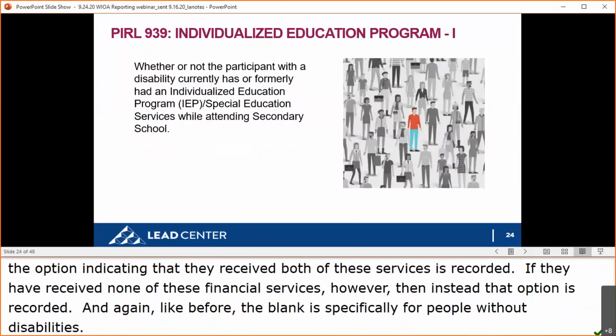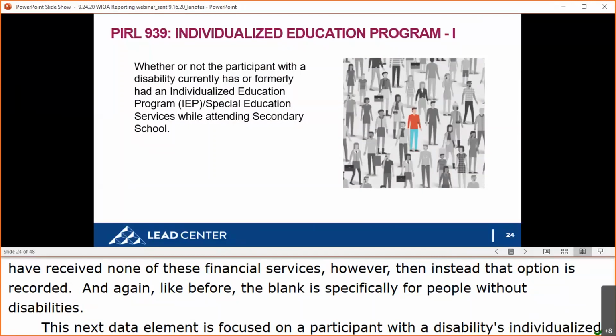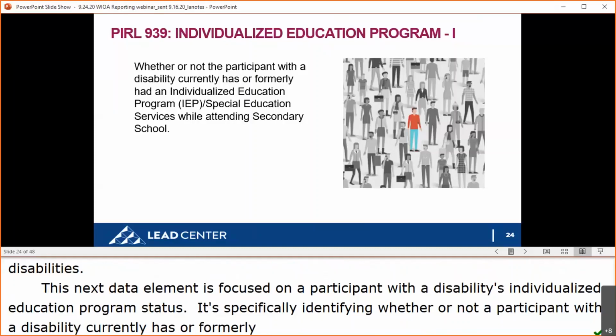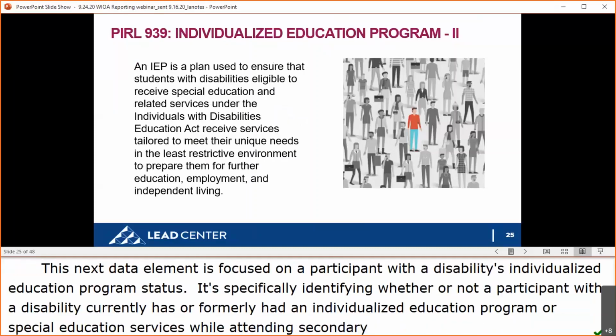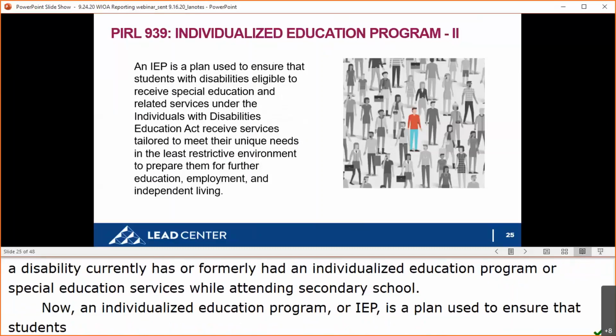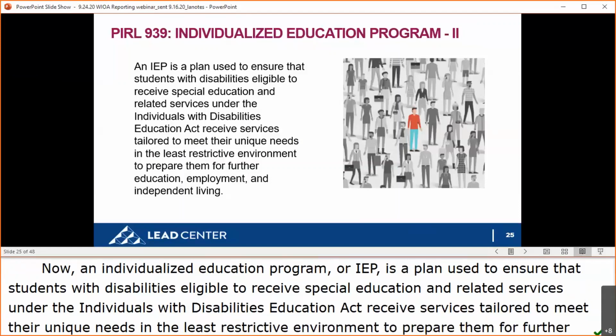This next data element is focused on a participant with a disability's individualized education program status. It's specifically identifying whether or not the participant with a disability currently has or has formerly had an individualized education program or special education services while attending secondary school. Now, an individualized education program, or IEP, is a plan used to ensure that students with disabilities eligible to receive special education and related services under the Individuals with Disabilities Education Act receive services tailored to meet their unique needs in the least restrictive environment to prepare them for further education, employment, and independent living.